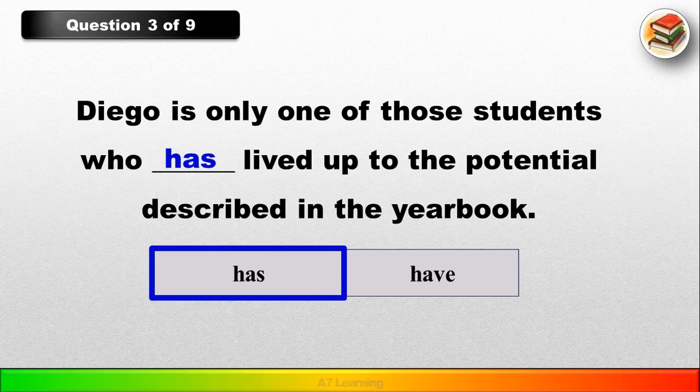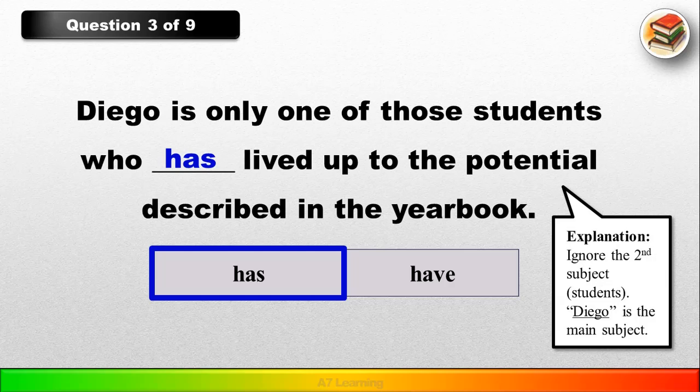Which would you choose? You chose "has." You are correct. It's a second subject sandwich. So Diego is the only one of those students who has lived up to the potential described in the yearbook. Even though there's a second subject, those students, Diego is the main subject of that sentence, and therefore "has" should match Diego and not the students, instead of "have."